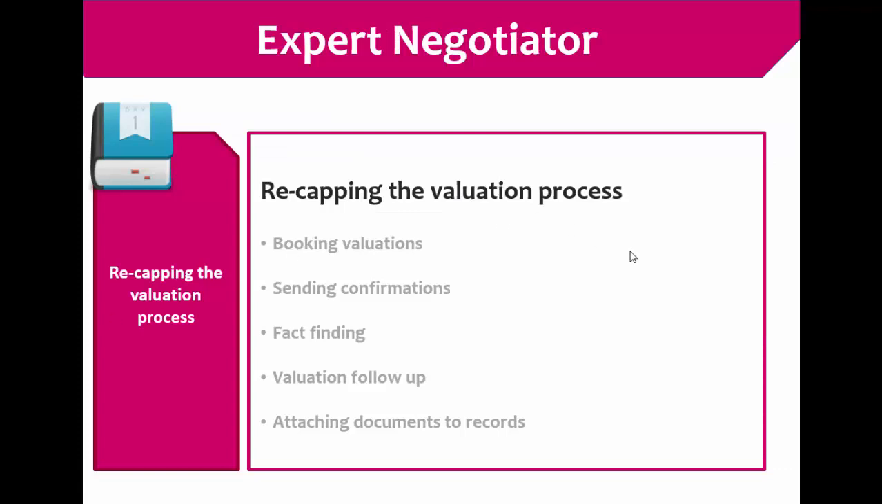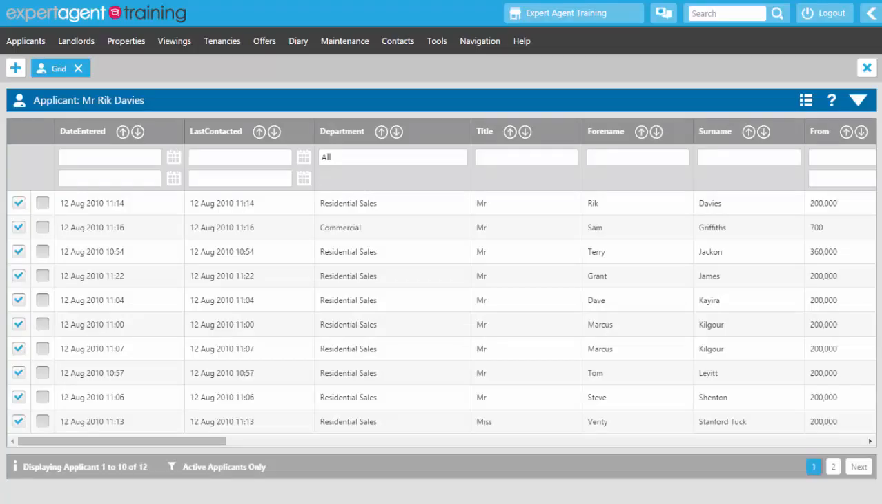So what we're going to think about next is recapping the valuation process. So booking valuations, sending confirmations, fact-finding, valuation follow-up, and attaching the documents to records. So there are two ways of booking a valuation into the system, from a diary or from a property record. And we do find that most agents prefer to start the process from the diary. So that's what we'll do here.